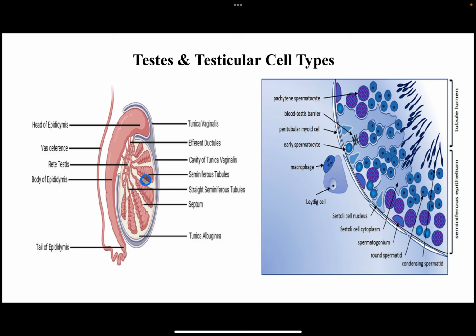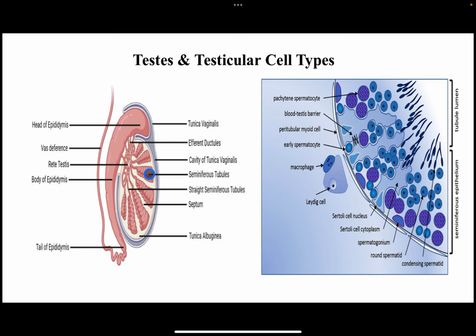The outermost layer of the testis is the tunica vaginalis. From the outermost layer, we go to another layer we call the tunica albuginea. Then in between the tunica albuginea and the tunica vaginalis, there is a cavity, we call it the cavity of the tunica vaginalis.